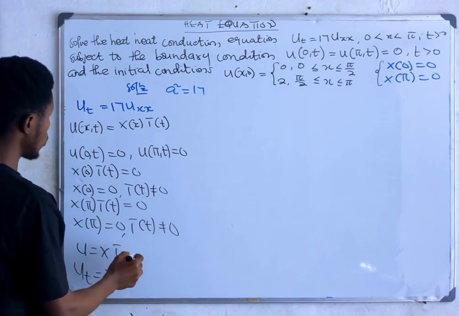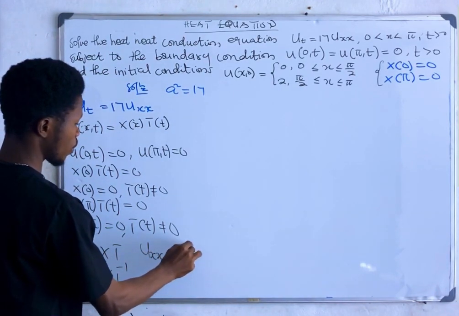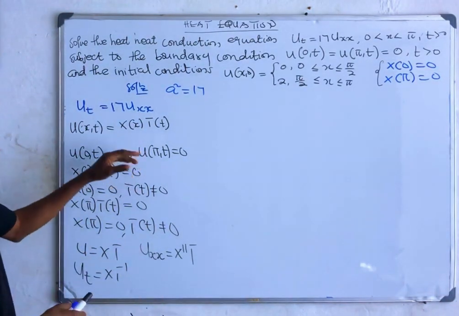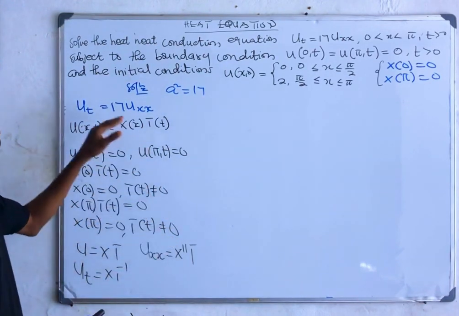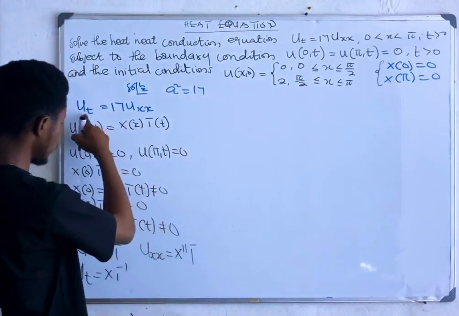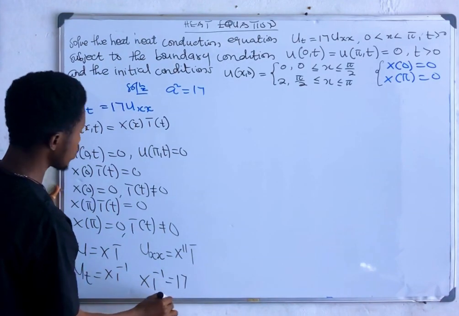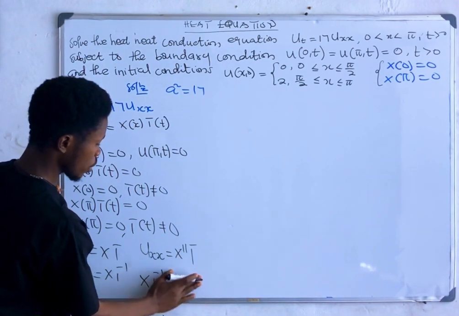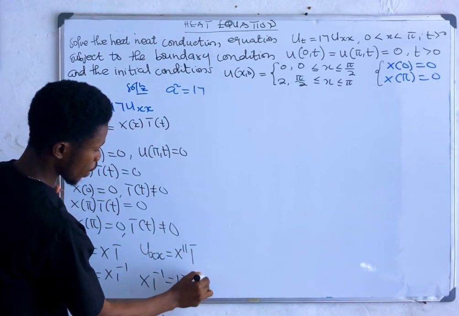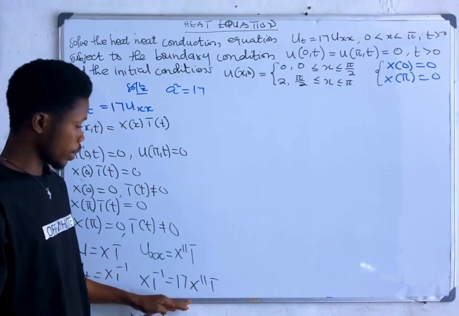Is that okay? Then also differentiate it with respect to x. That will give you X double prime T. Is that okay? So we are just coming back to this place and you substitute this into this. So when I come here, my u_t is X T prime. X T prime is equal to 17 u_xx, and u_xx is X double prime T. Is that okay? So here, this is what we have.